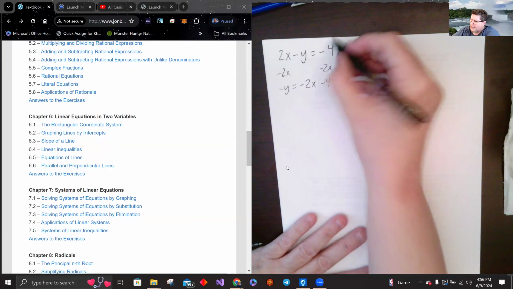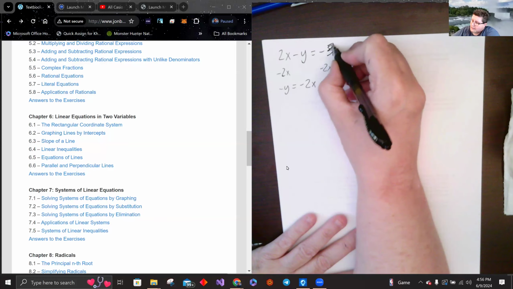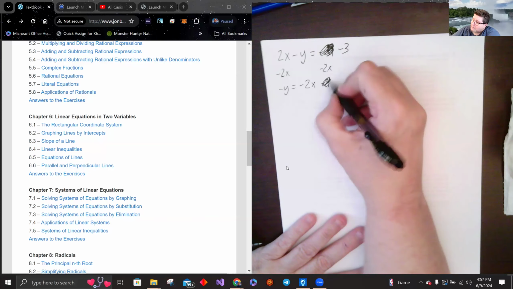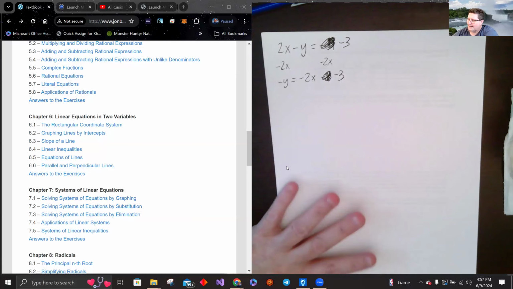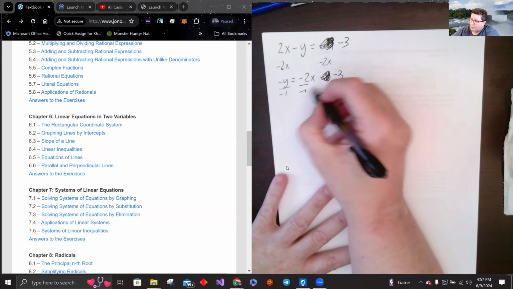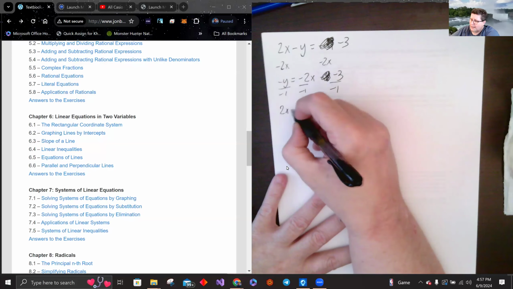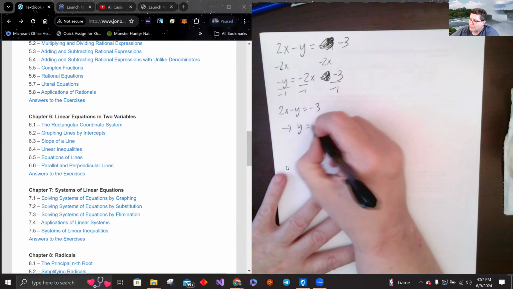Let's go with 2x minus y equals -3, because I want to show something here. It'll work better if that's an odd number. Then we divide everything by -1. And 2x minus y equals -3 turns into y equals 2x plus 3.